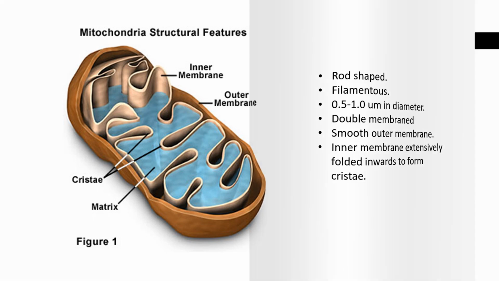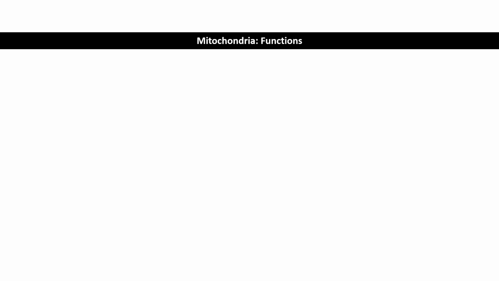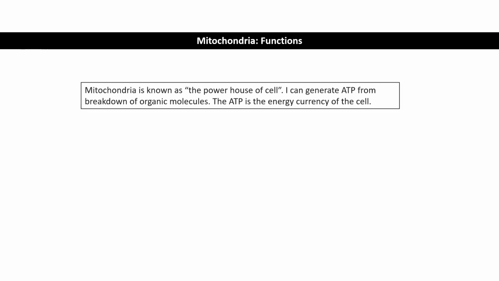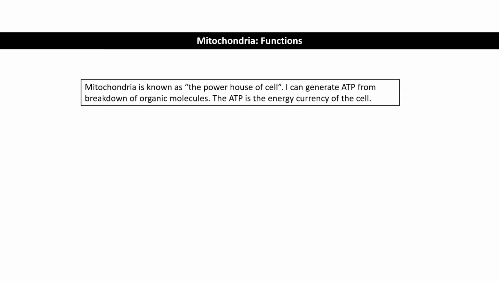So, looking at the functions of the mitochondria. Now, mitochondria is known as the powerhouse of the cell. So, it can generate ATP from the breakdown of organic molecules. And these organic molecules can be proteins, carbohydrates, fats, etc. Now the ATP is the energy currency of the cell. So that's why mitochondria is the powerhouse of the cell, because it is generating all this energy.